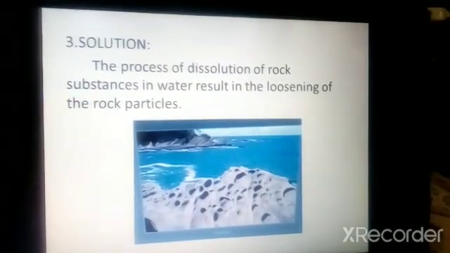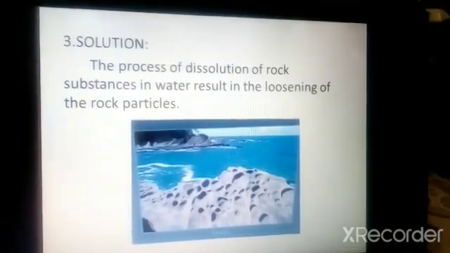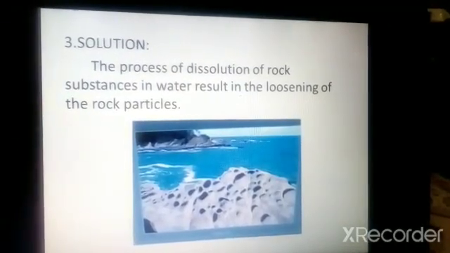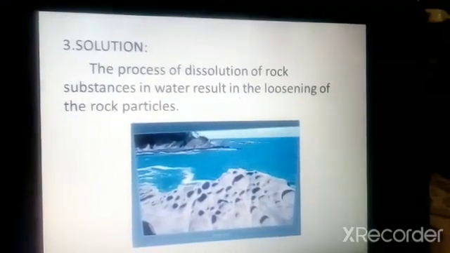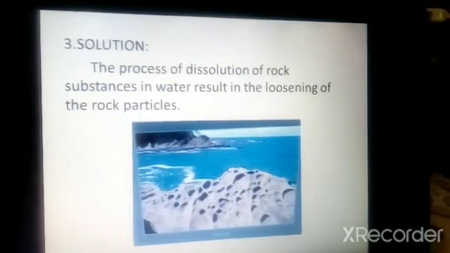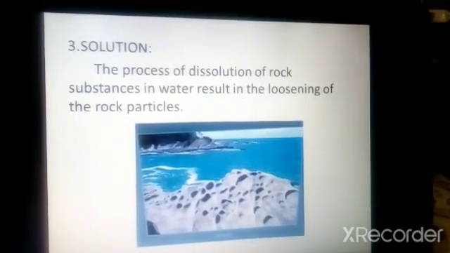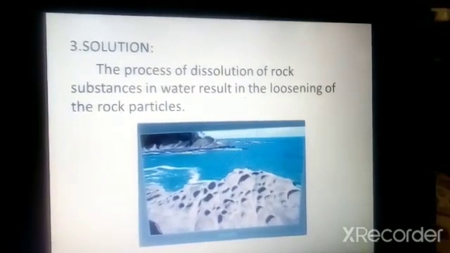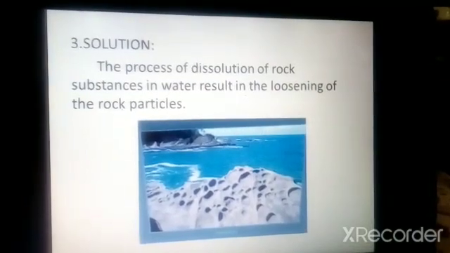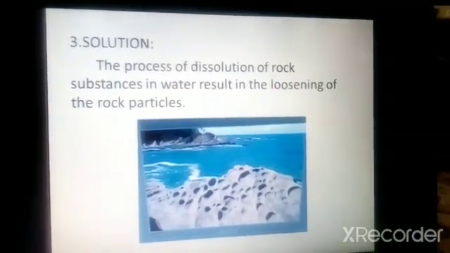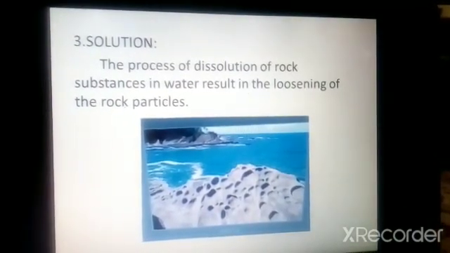And third one, solution. The process of dissolution of rock substance in water results in the loosening of the rock particles. That is, underground water mixed with the limestone rock keeps attacking the rocks. Finally, this limestone mixed with the water becomes powdery in nature.